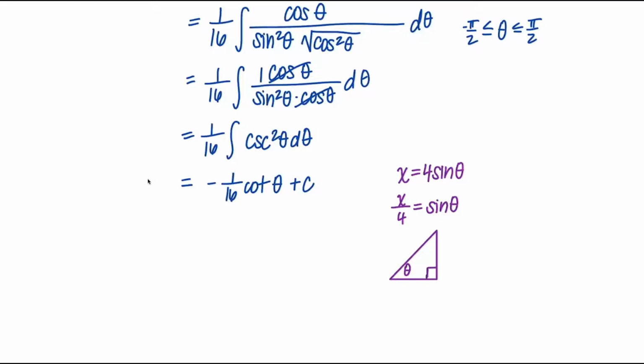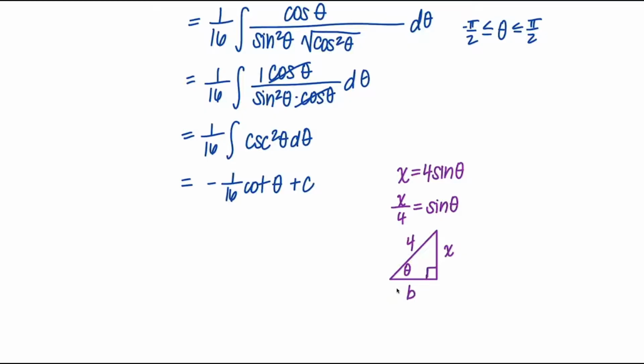And if sine of theta is x over 4, sine is opposite over hypotenuse. I want cotangent of theta, which is adjacent over opposite. Because let's remember, tangent is opposite over adjacent, and cotangent's the reciprocal. So if I can find the adjacent side, then I can replace cotangent theta with adjacent over opposite and return to the x variable. All I need is this missing side length of a right triangle, and we can find that using the Pythagorean theorem.